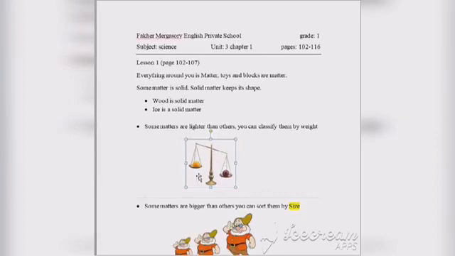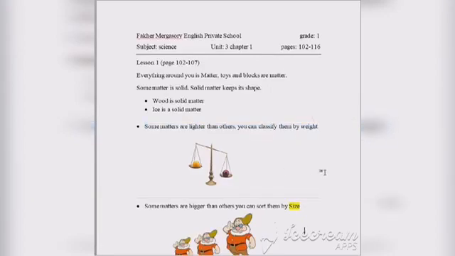For example, we have this picture here. As you can see, this apple is heavier than this orange. The orange is lighter than the apple. That means we can classify matter by what? By weight. We can classify matter by weight.